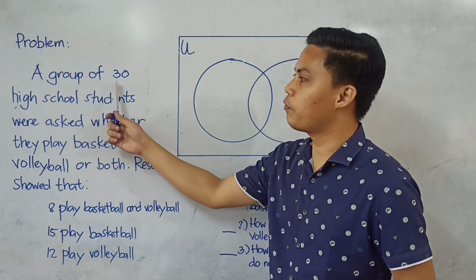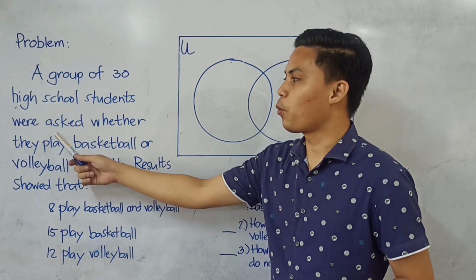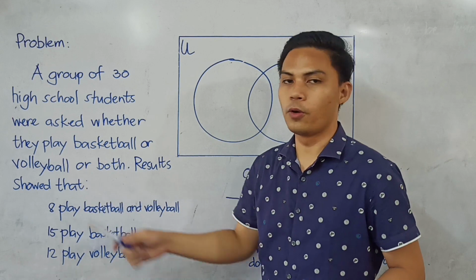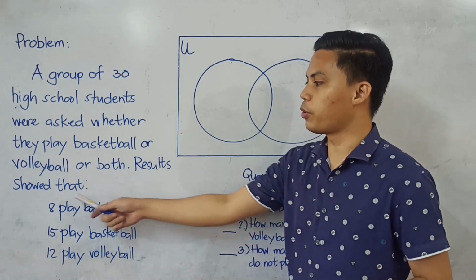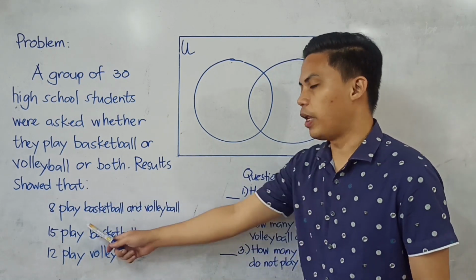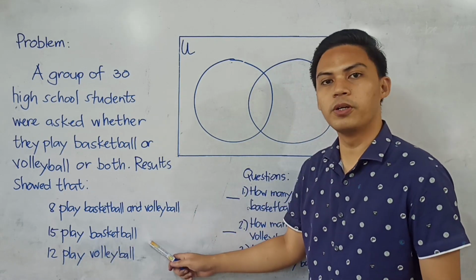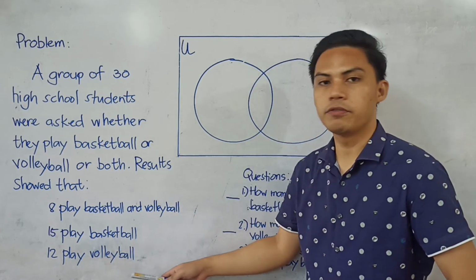states, a group of 30 high school students were asked whether they play basketball or volleyball or both. Results showed the following. 8 play basketball and volleyball, 15 play basketball, and 12 play volleyball.